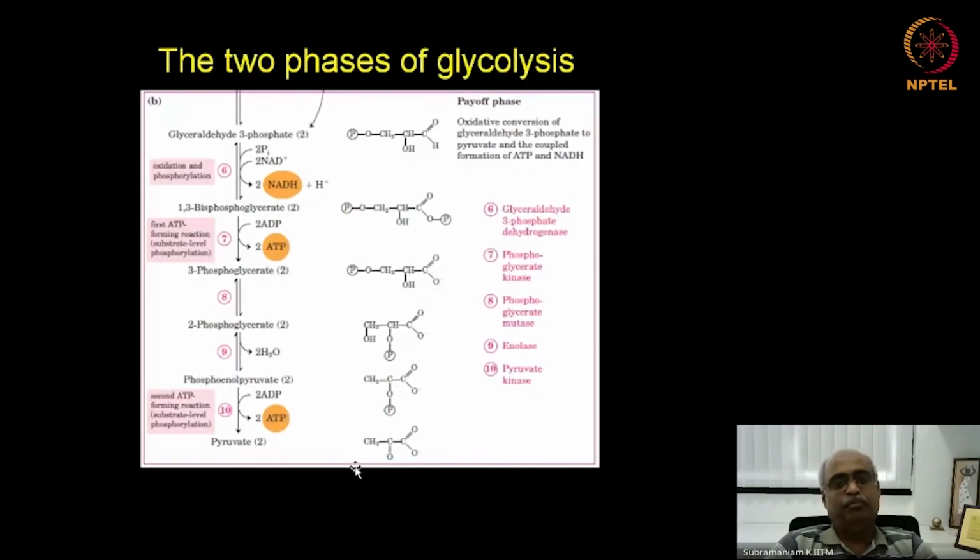And this is the payoff phase, meaning the energy-yielding phase, where we see this aldehyde group oxidation. That oxidation energy is used to reduce NAD to NADH, as well as to generate this high-energy compound by making a mixed anhydride structure. And during hydrolysis, you generate 2 ATP. And so that is one payoff. Then you have the second payoff at phosphoenolpyruvate to pyruvate.